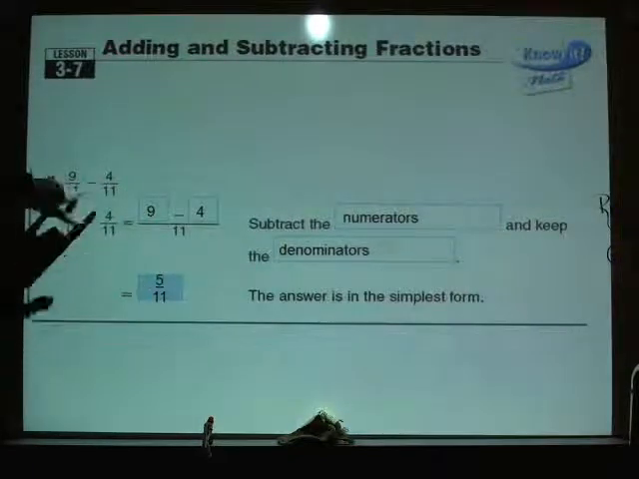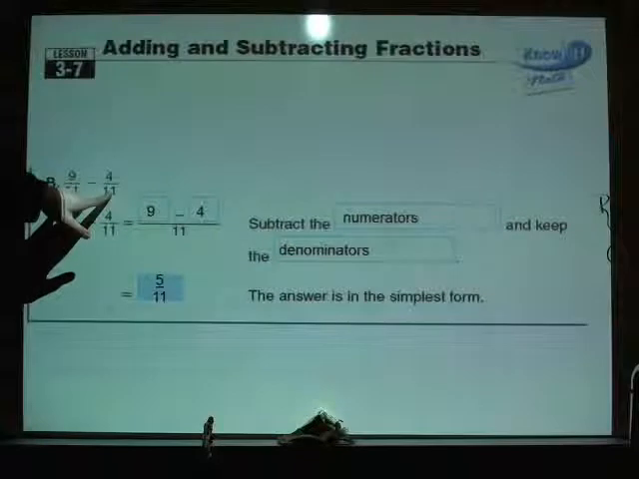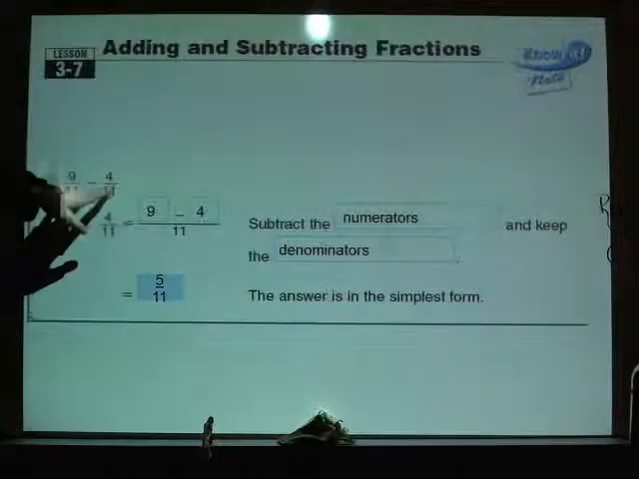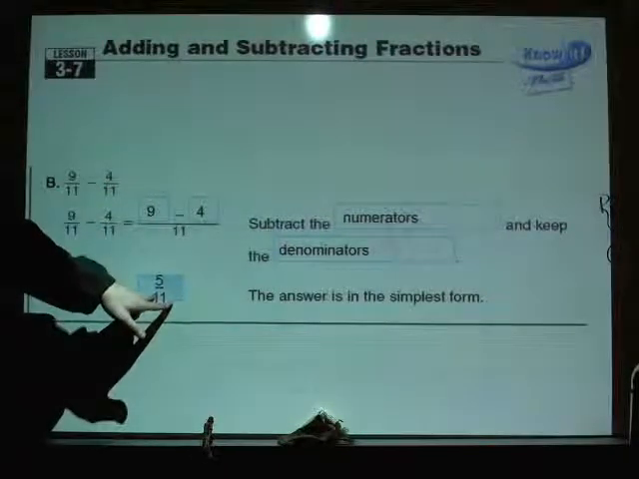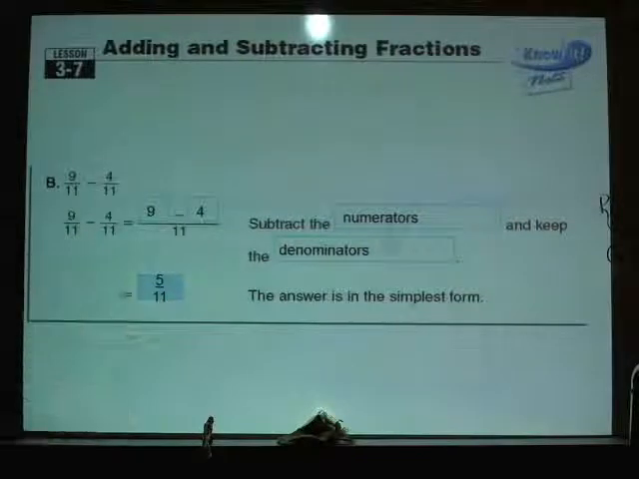And again, once you have a common denominator, that carries all the way through to the answer. So since my common denominator is 11, it goes down to the answer 11. I can take nothing out of 5 and 11, so my final answer is 5/11. 9/11 minus 4/11 is 5/11.